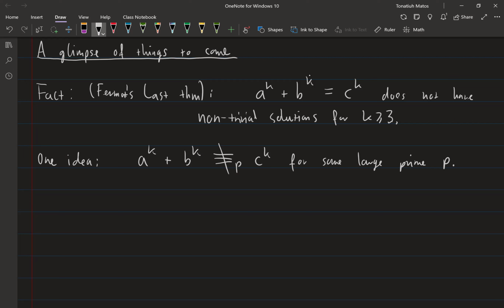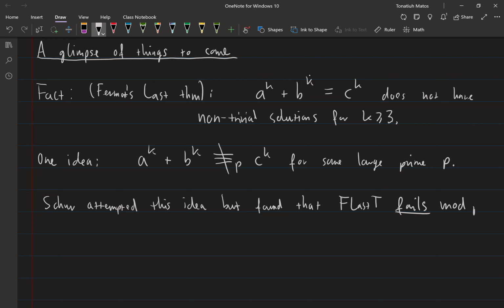So Schur attempted this idea and found that Fermat's last theorem, I'm writing it this way because there's something called Fermat's little theorem, which we will cover, and I don't want to cause confusion. So Fermat's last theorem fails in prime characteristic or mod p, and I find this really interesting.